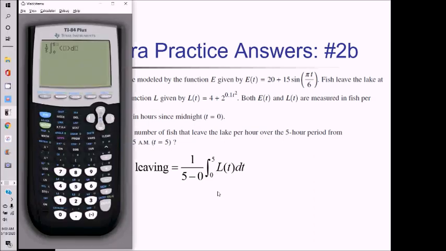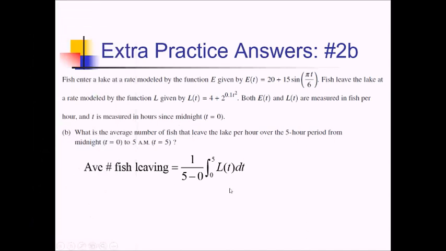So here's my setup so far on the calculator. I have 1 over 5 times the integral from 0 to 5. And now I want L of t. Now remember that I stored L of t in my y2 in my y equals. So let me do alpha trace y2. I did this when I was doing part A. I didn't need it at the time, but now I need it, and I'm glad I stored it in y2. So that's going to be a dx there now. And pressing enter, we've got 6.059, and that is going to be in units of fish per hour.